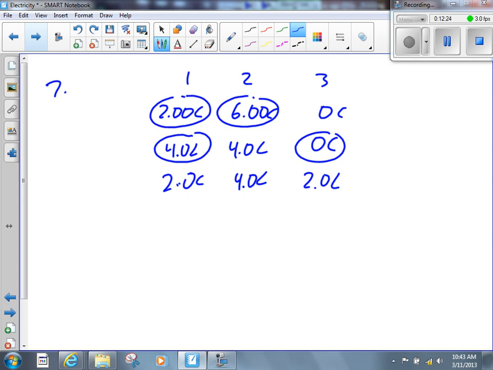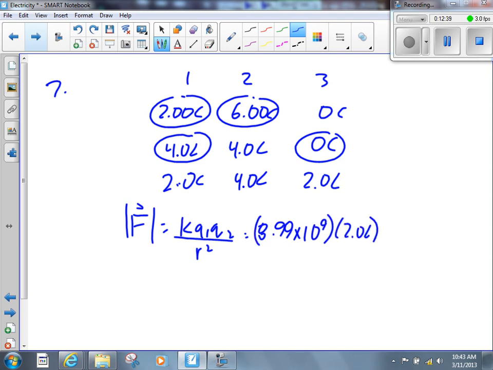Now we want to find the electric force that acts between the first charge and the second charge. So we're going to use the values of Q1 and Q2. It's 8.99 times 10 to the 9 times 2 coulombs times 4 coulombs. The third charge doesn't come into play here at all. If we were trying to find the force on the middle charge due to the other two, then it would come into play, but here we're not. We're just trying to find the force between 1 and 2 here.